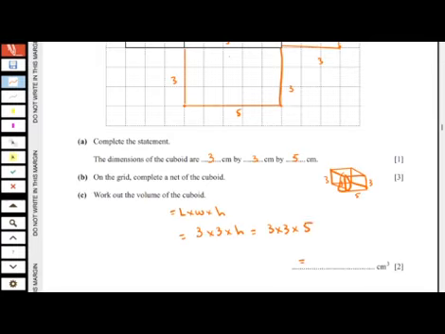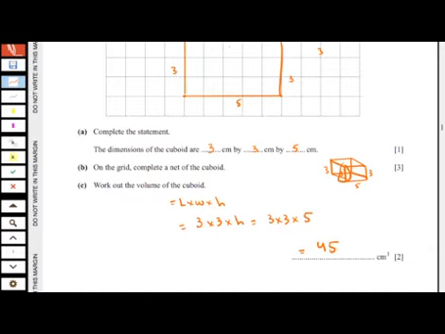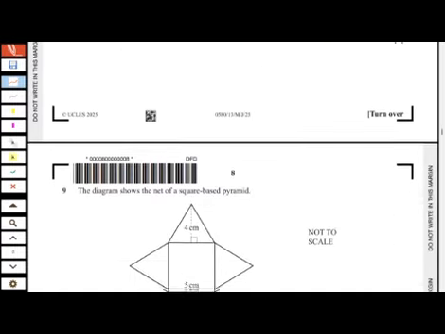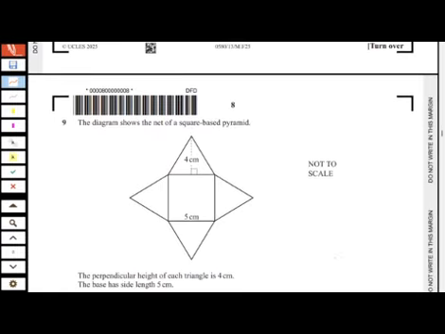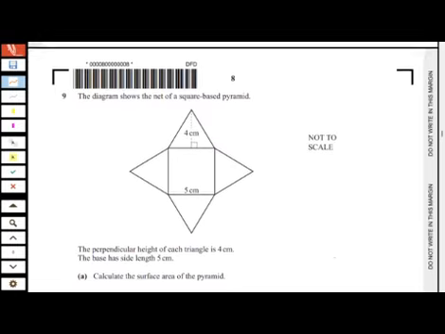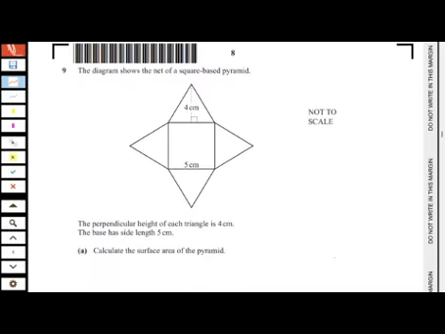So the answer is 3 3s are 9, 9 5s are 45 centimeter square. Question number 9. The diagram shows the net of a square base pyramid. As you can see, this is the square. The perpendicular height of each triangle is 4 centimeter.